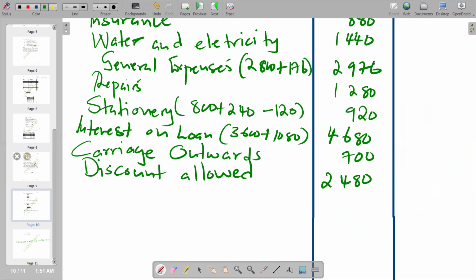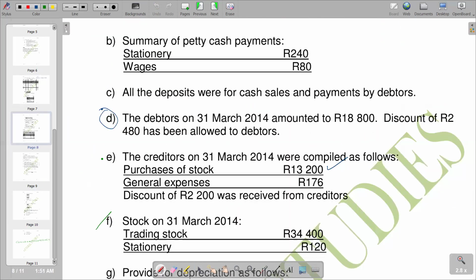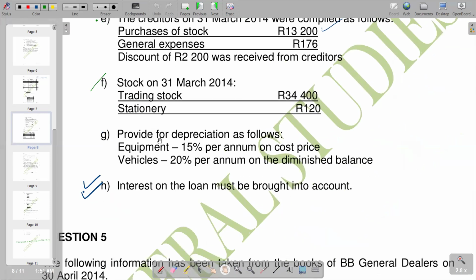Then from there, we can now calculate our depreciation. So information on depreciation, we have it on G. We said provide for depreciation as follows. We've got equipment 15% per annum on cost price, and vehicles 20% per annum on the diminished balance. So what is important is for you to know how to calculate using the two methods.